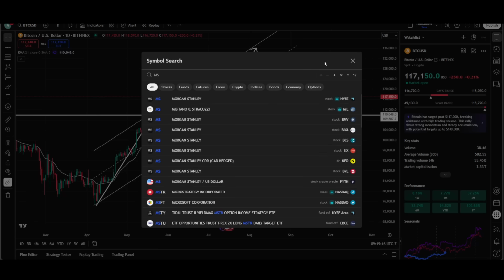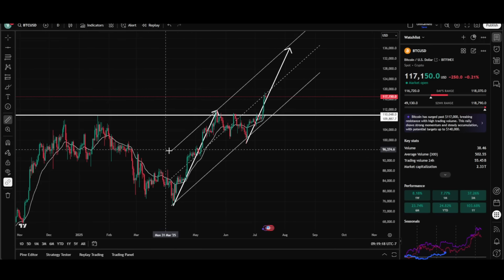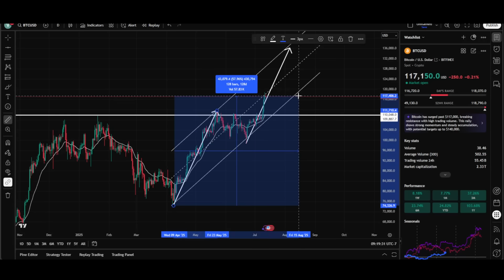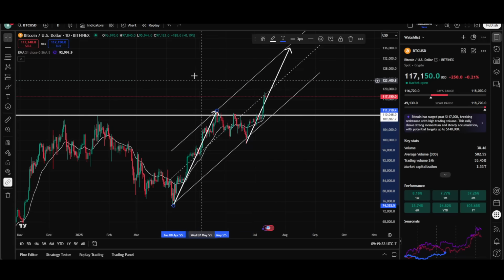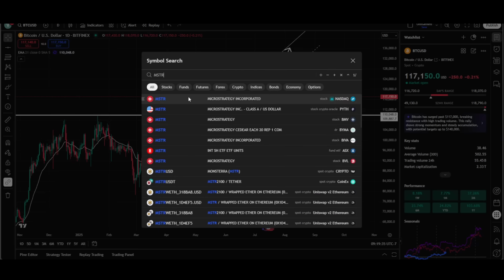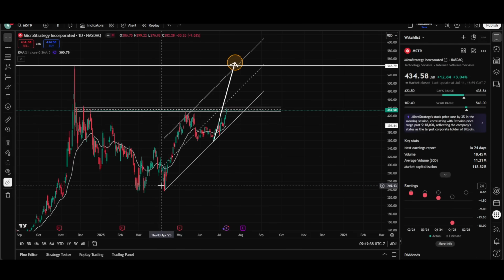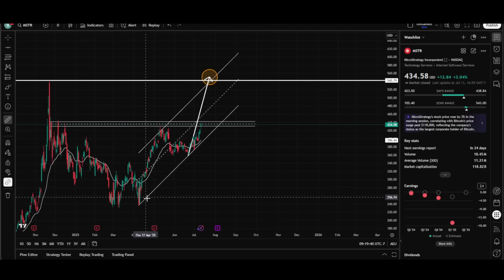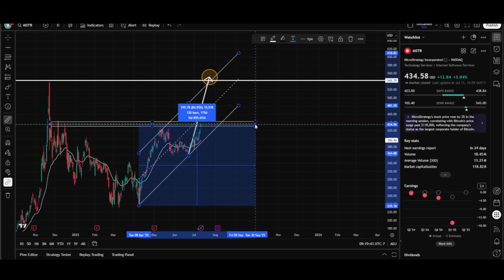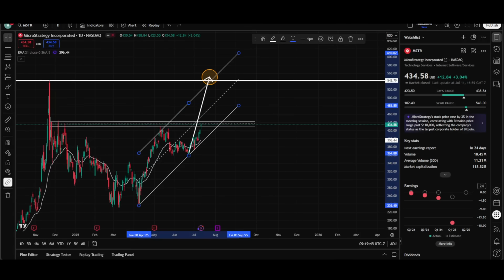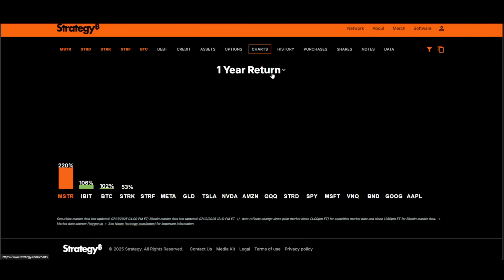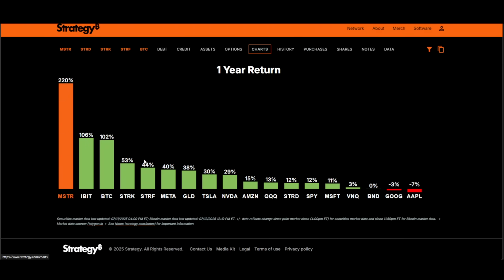Let's go back to MSTR. But one thing I want to mention first is that a lot of people think MSTR is not beating Bitcoin in terms of return, or is lagging. Well, from the low of April of this year to the high, Bitcoin is about 57, 58%. So let's see what MSTR is. The low from April to right now, this one is about 84, 85. So if you go to the charts, 1 year return, MSTR is still beating the entire competition.